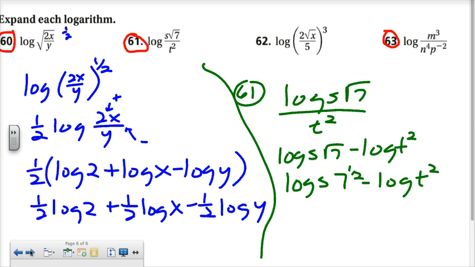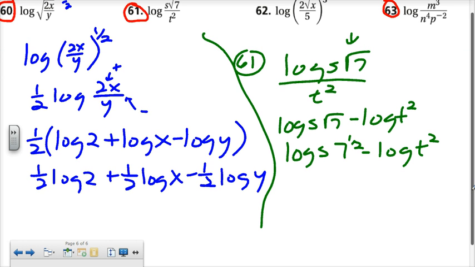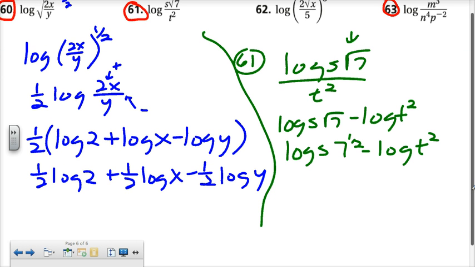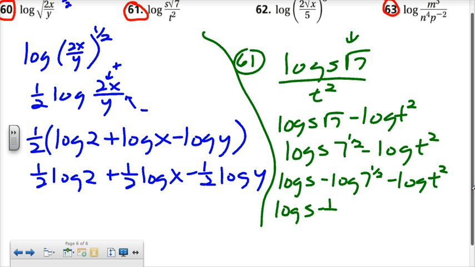So, I notice the s does not get the 1/2 power. We can see that right up here at the beginning. So that means we have to separate the multiplication first before we put those powers forward, like we talked about in class. So the logarithm of s minus the logarithm of 7 to the 1/2 minus the logarithm of t squared. And now I can bring those powers out in front of each term as multiplication.